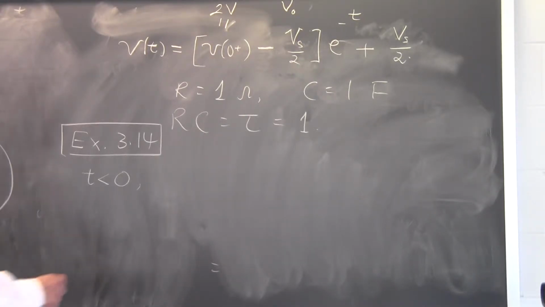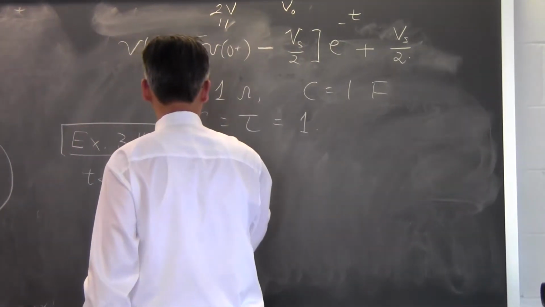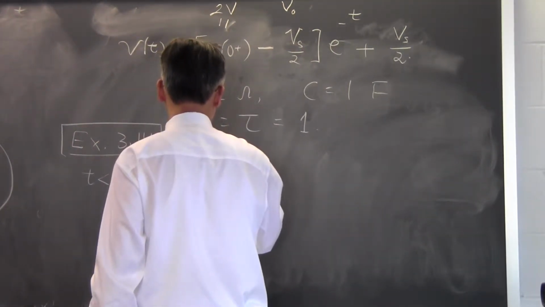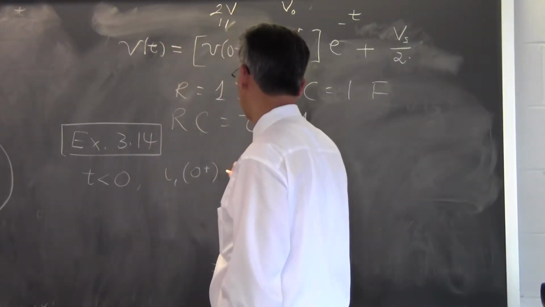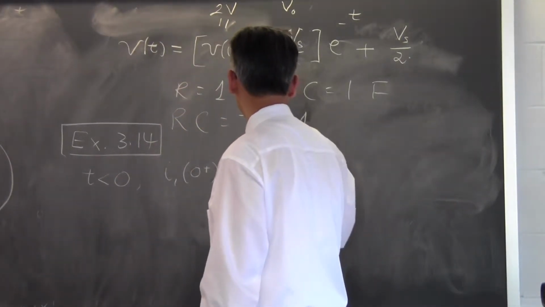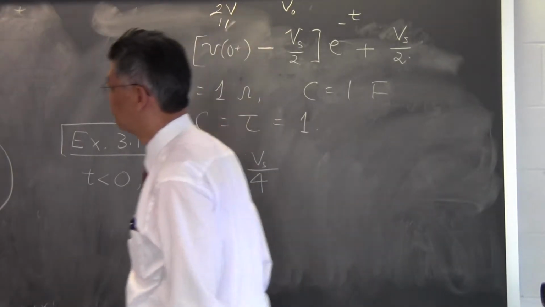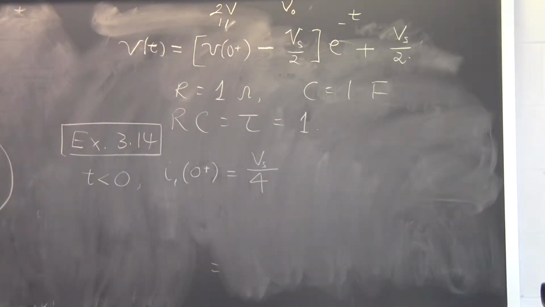Okay, so I1 of 0 minus, 0 plus. Let's assume that just before you turn on the switch, this must be Vs over 4, because we have a total of 4 ohm resistors. Okay, Vs over 4. That is the initial condition that we know.